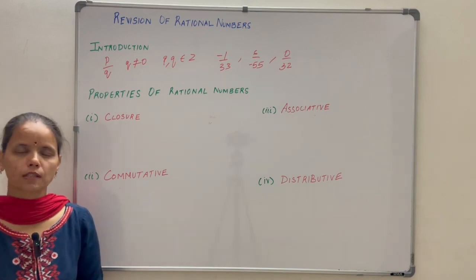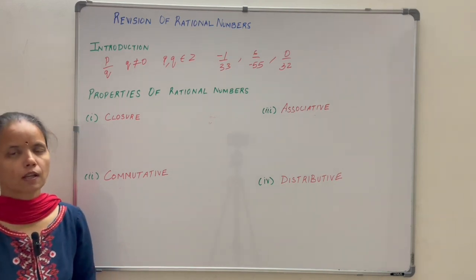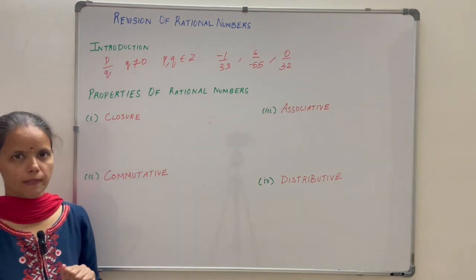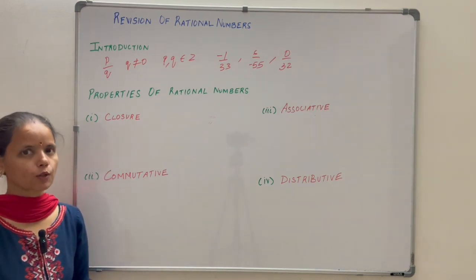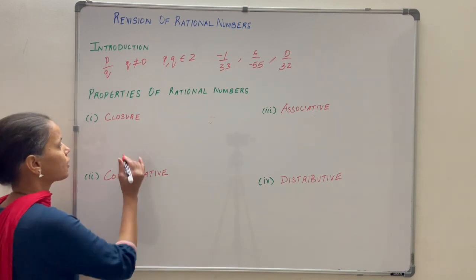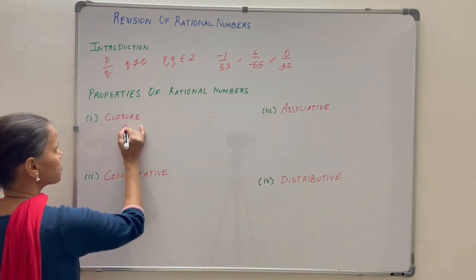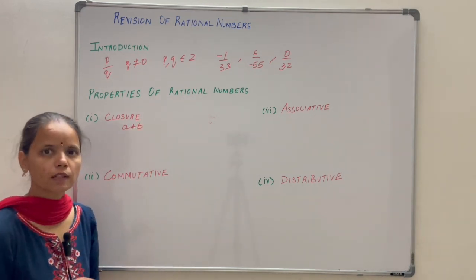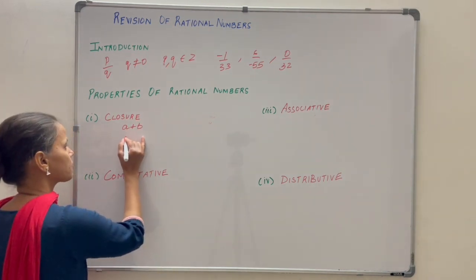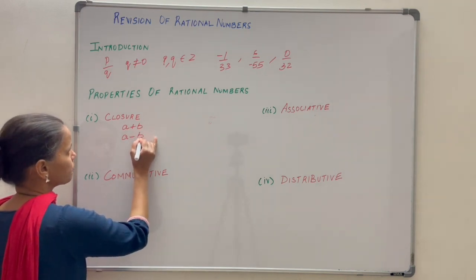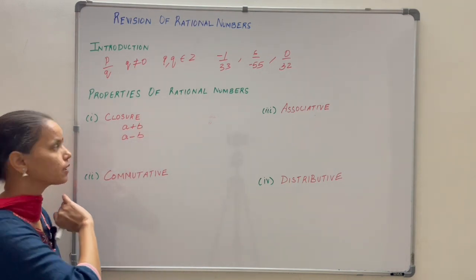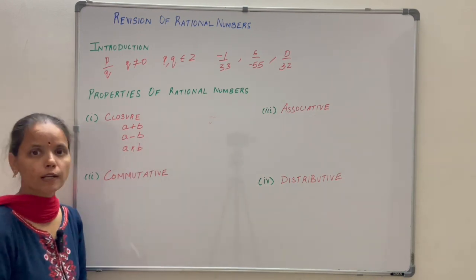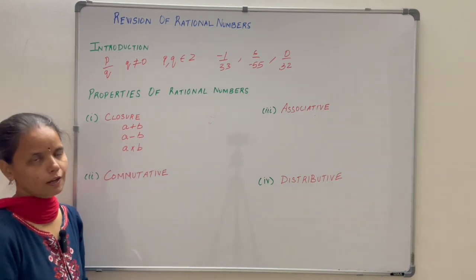Let us now discuss the properties of rational numbers. The first property is closure property. If a and b are two rational numbers, then rational numbers are closed under addition, which means whenever you add a to b, you are going to get a rational number. It is closed under subtraction, which means whenever you subtract two rational numbers, you are going to get a rational number. It is closed under multiplication, which means whenever you multiply two rational numbers, you should get a rational number.